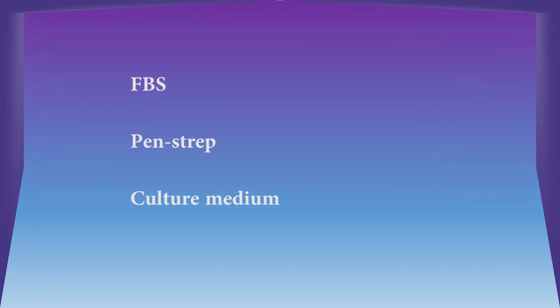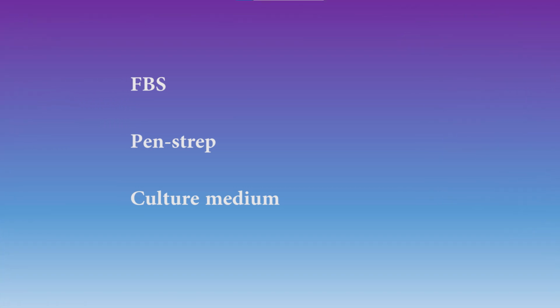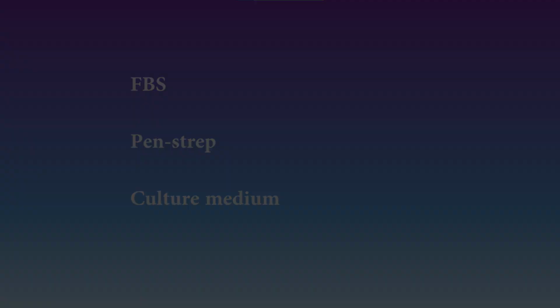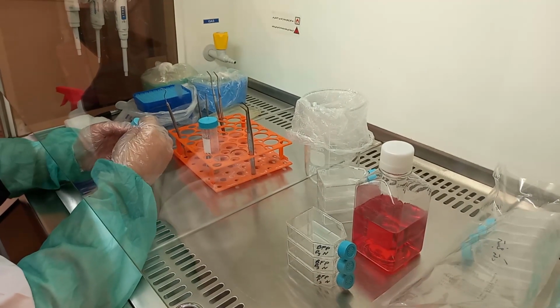But what is our method? Here's a list of materials that we utilize to culture human or other mammalian cells. For this we have FBS, which stands for fetal bovine serum, Pen-Strep, which is an antibiotic mixture, and the most important part, the culture medium, which is in this case the DMEM. More information on each one of these will be given later in this video, and for now, let's dive into the lab and start the process.